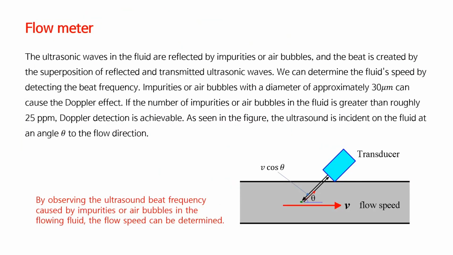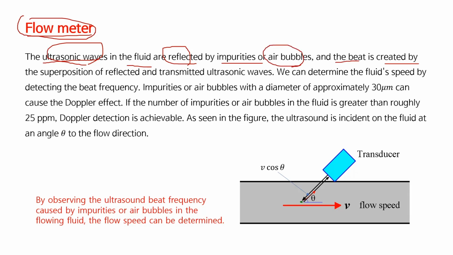We can also measure the speed of flow in the pipe. The ultrasonic waves in the fluid are refracted by impurities or air bubbles, and the beat is created by the superposition of refracted and transmitted ultrasonic waves. We can determine the fluid speed by detecting the beat frequency.